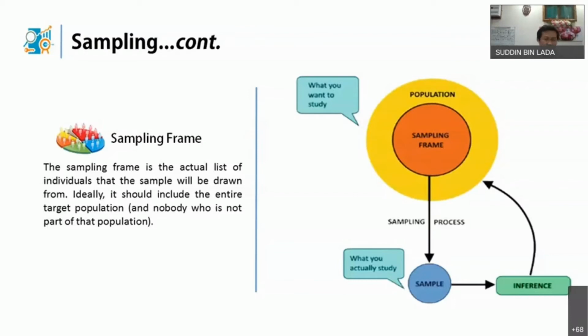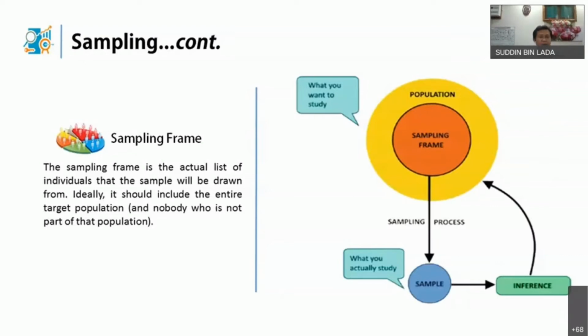I'm giving you an example, right? If you are willing to study student satisfaction in UMS, what is your sampling frame? What is your sampling frame? All students. But if your intention is to study consumer attitude among female students, so what is your sampling frame? All women students. That's as simple as that, right?